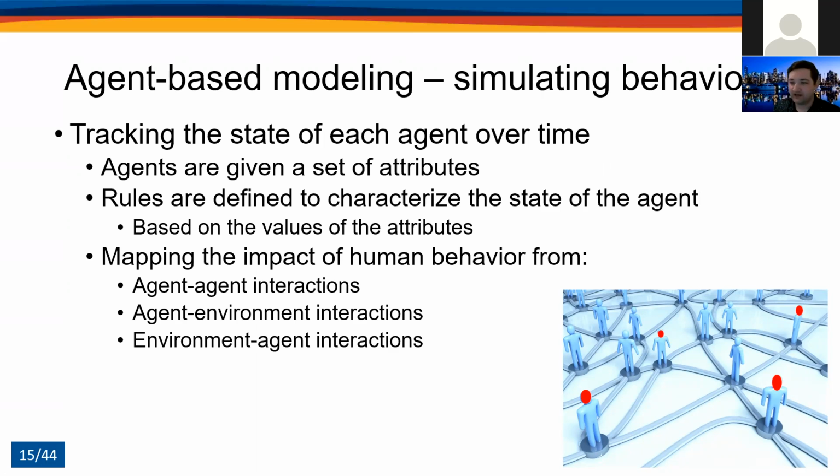Okay, so agents have attributes and they also have rules that are defined to characterize the state of the agent, which are based on the values of the attributes. And there can be many different states. And tracking that state over time gives us some pretty interesting ability because when we're modeling on the unit, we're able to look through simulation runs and see what happened to each individual object, which you don't actually have that freedom with using a differential equations model. Everything sort of gets sucked up into the equation. Whereas with this, we're modeling each individual moving agent. And we're mapping the impact of human behavior from agent-agent interactions, agent-environmental interactions, and environment-agent interactions.